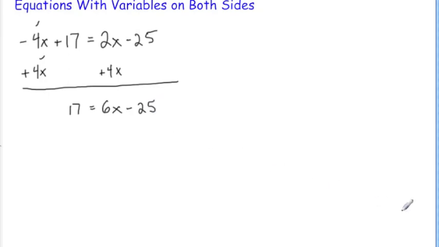So as you can see, I now have my variable on the right side of the equation. I no longer have variables on both sides. I just have one variable on one side of the equation. I still need to isolate that variable. I still need to get that variable by itself.